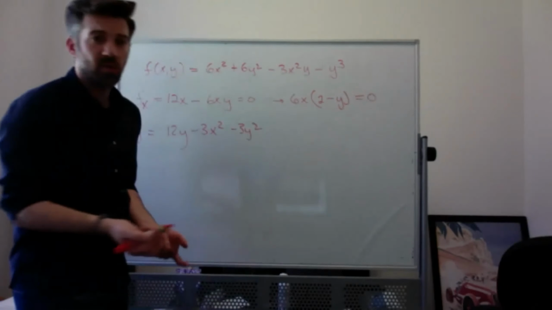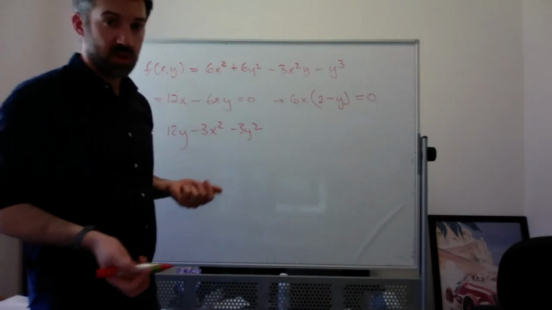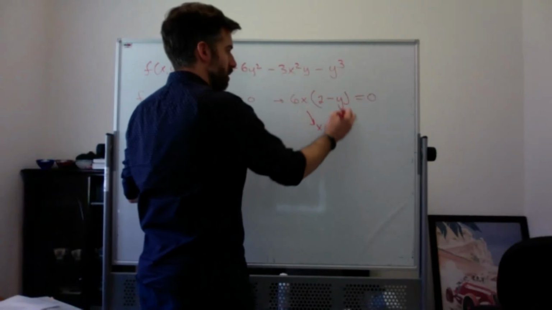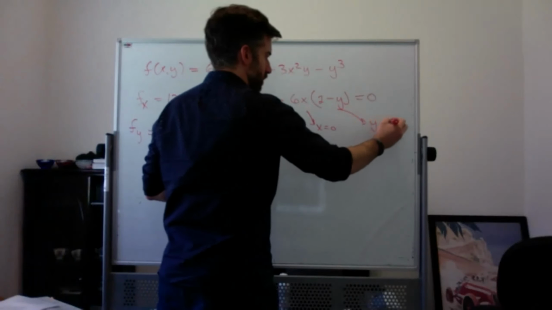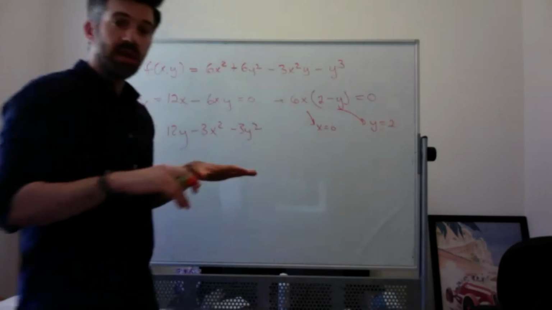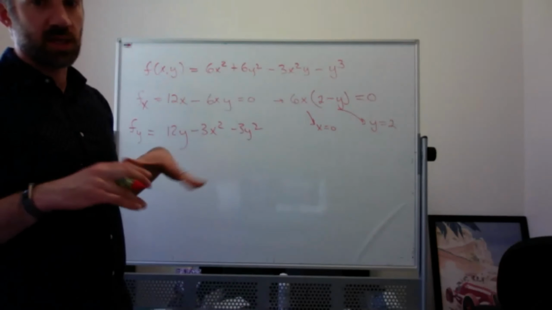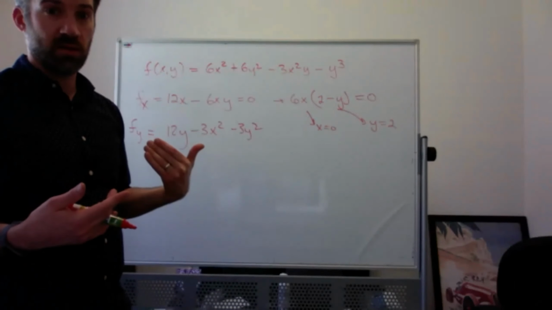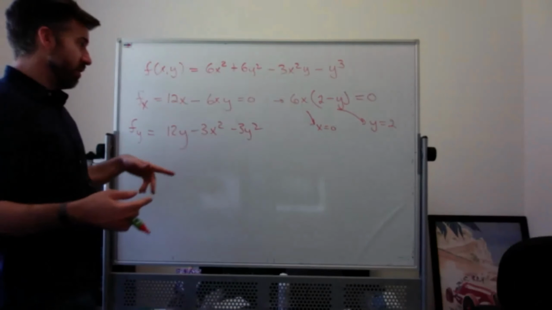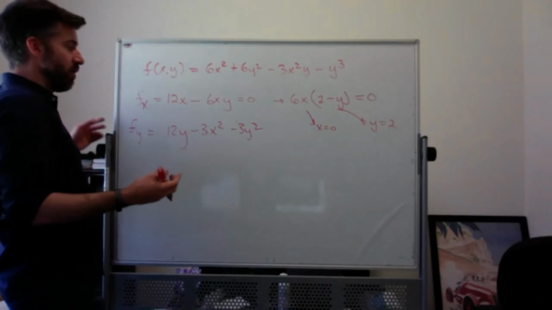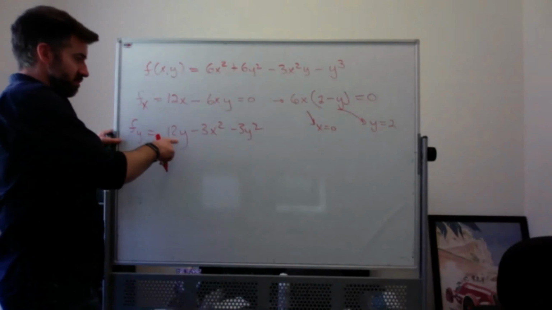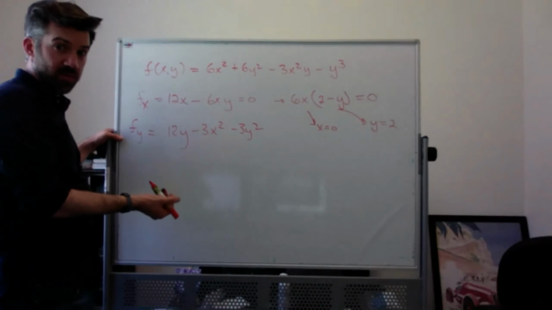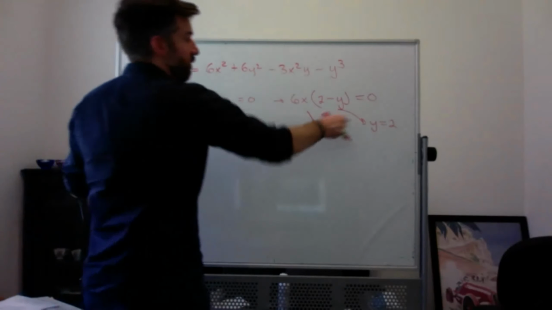Well, this is actually pretty great because there's two different solutions. One solution is x equal to 0. The other solution is y equal to 2. Now, don't make the mistake here of thinking 0, 2 is a critical point. 0, 2 is not a critical point. Because if I plug in 0 for x and 2 for y, I'm going to get 24 minus 12 equal to not 0 over here. Right? So these are just two different things.